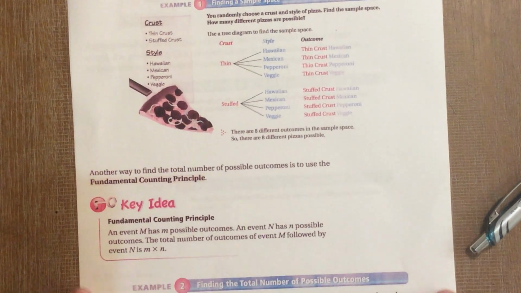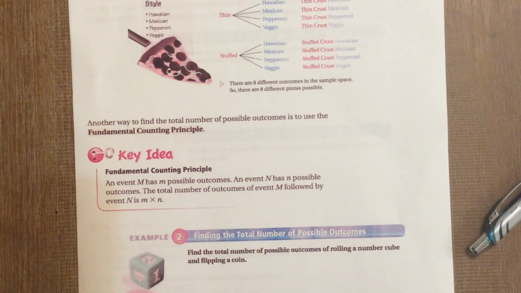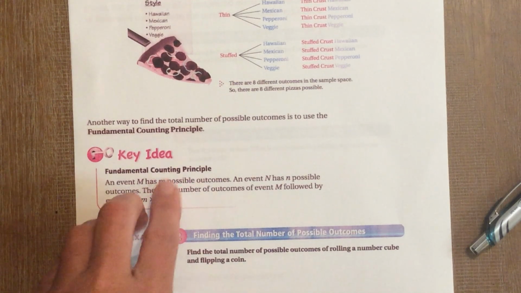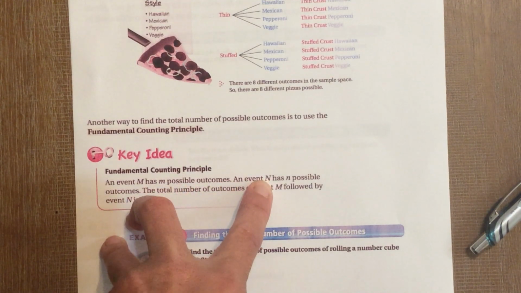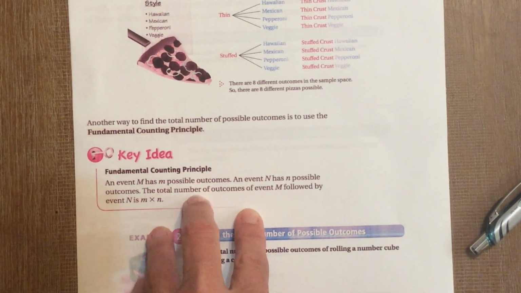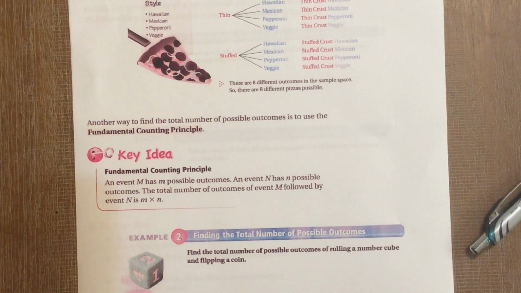It's really nice. So the fundamental counting principle: an event M has M possible outcomes, okay? And event N has N possible outcomes. So the total number of outcomes of event M followed by event N is M times N. Again, that's the algebraic workup of it. I know it's funky, okay?